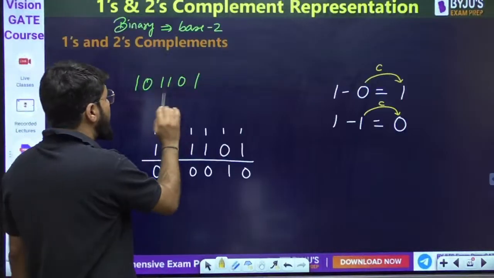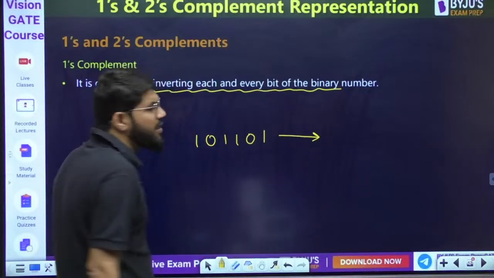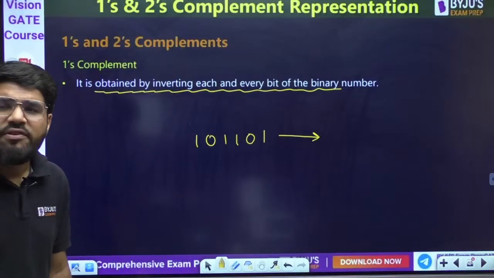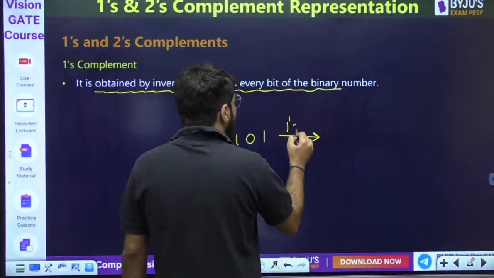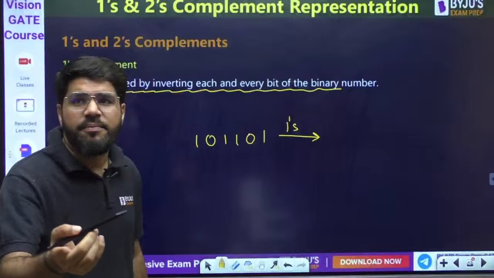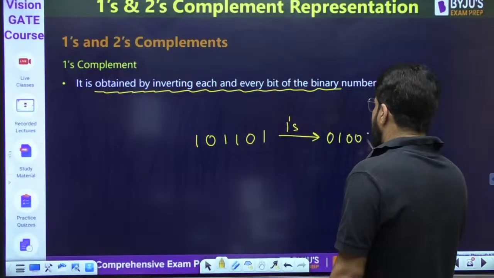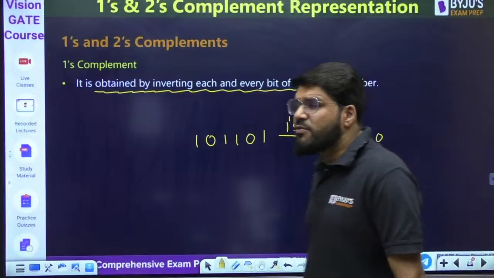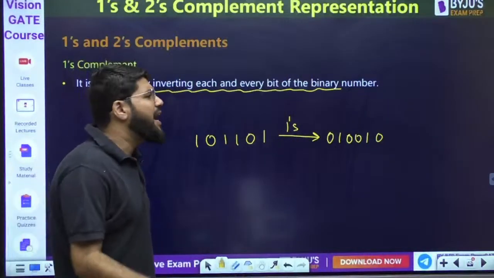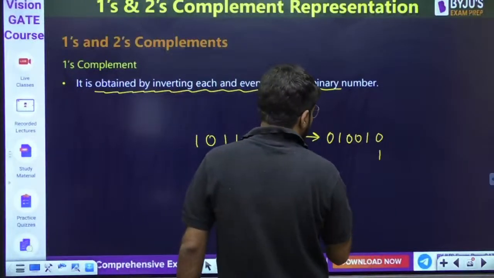Like I took 101101, I will not follow any subtraction here. I will just follow the simple result: invert every bit. So 101101 becomes 010010. Just invert every bit. But what about the 2's complement? Same: add 1 to the rightmost digit. Whatever is the last rightmost digit, add 1.